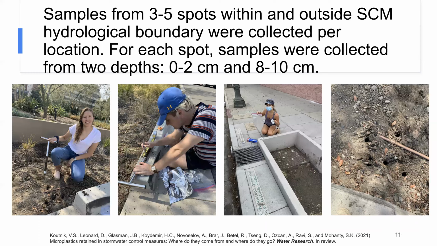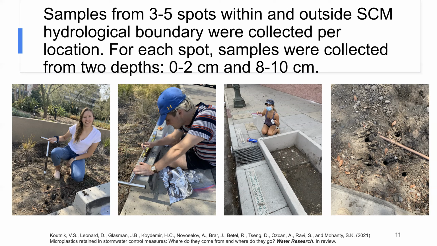So we collected 3 to 5 samples for each stormwater control measure, at different spots, as you see on the very right side. And we also collected at least 2 different depths. One is the surface sample, which is 0 to 2 centimeters. Another is the subsurface sample, which is 8 to 10 centimeters, which will give an indication of how quickly the microplastic concentration changes as you increase the depth.